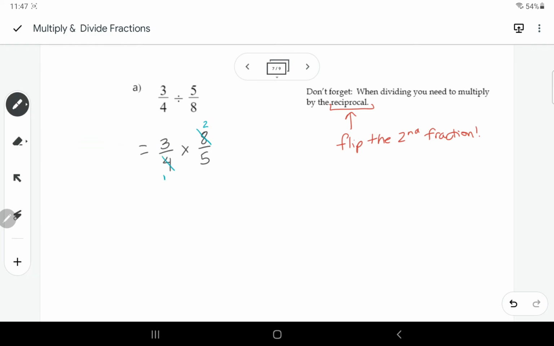I can't reduce anything with the 3 and the 5. So now I'm just going to multiply. 3 times 2 on the top is 6, and 1 times 5 on the bottom is 5. It's okay to leave your fractions as improper fractions unless it's a word problem. Then you'll want to change it to a mixed number.